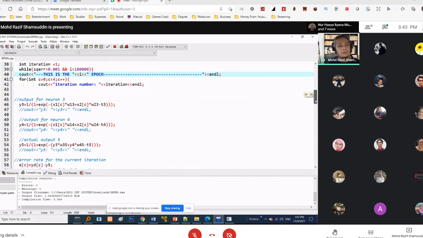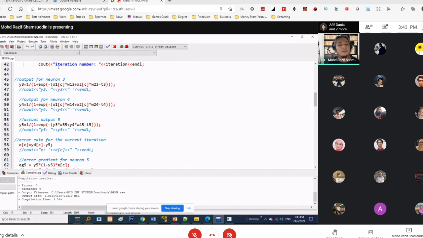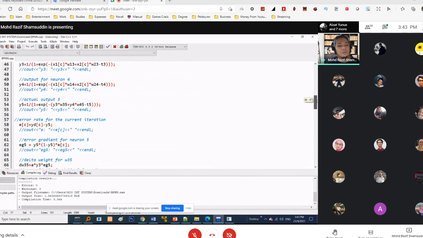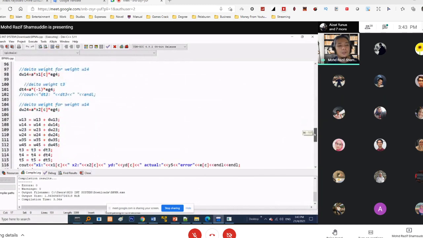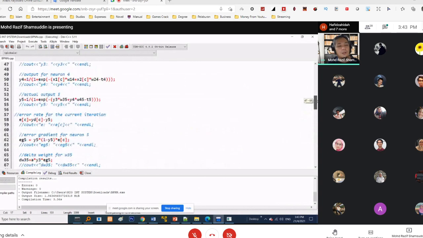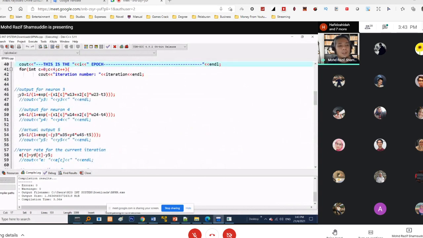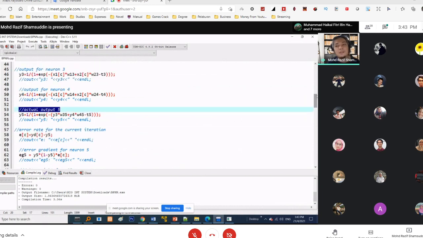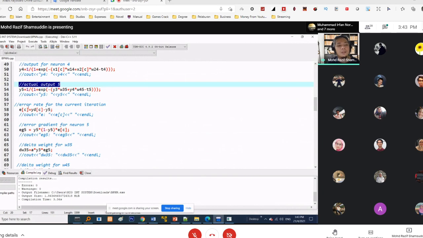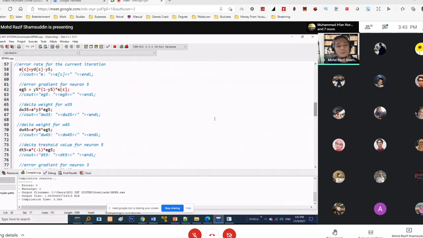All right. So what I did here is similar to what we already did in the perceptron, but the activation is a bit different. And for the looping, I only did one loop because I did it one by one: calculate the activation at 3, calculate the activation at 4, and then calculate the activation at 5. So this is the actual output. I'll explain again in our next class.